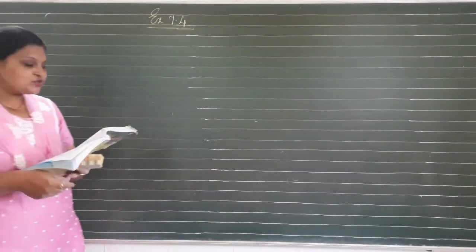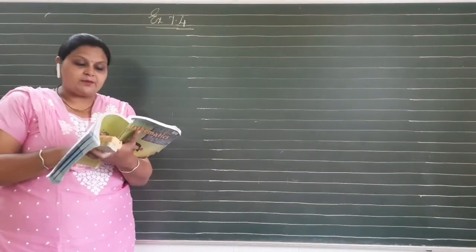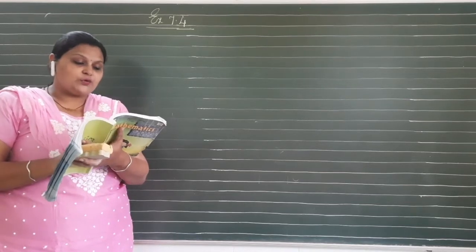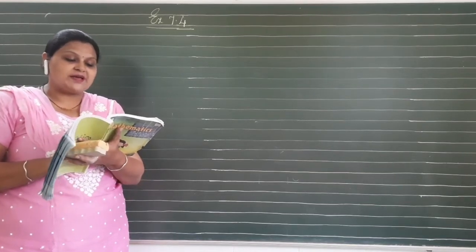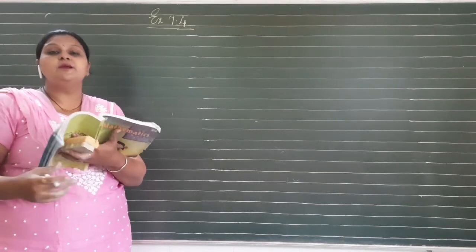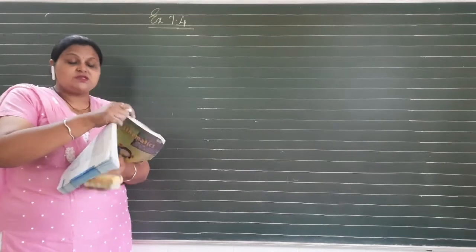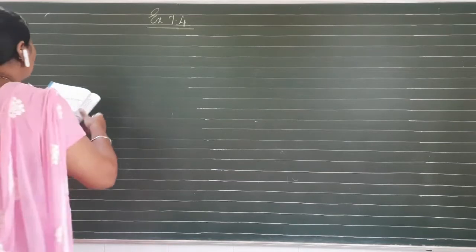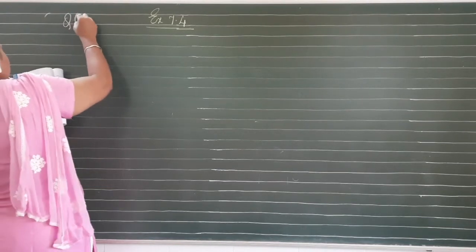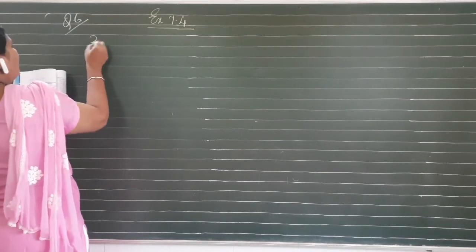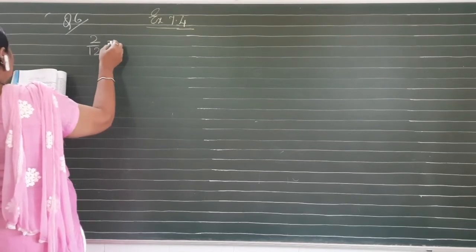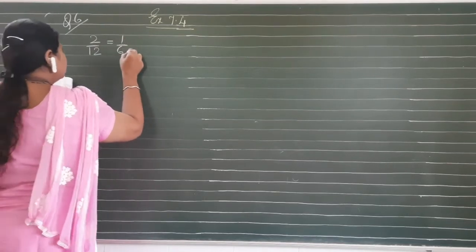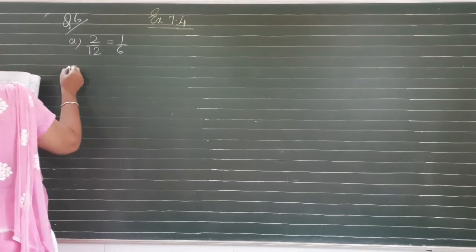The following fractions represent just 3 different numbers. Separate them into 3 groups of equivalent fractions by changing each one to its simplest form. So very first, each and every fraction we will convert into its smallest or lowest term. 2 upon 12 is equal to 1 upon 6. This is its lowest term.